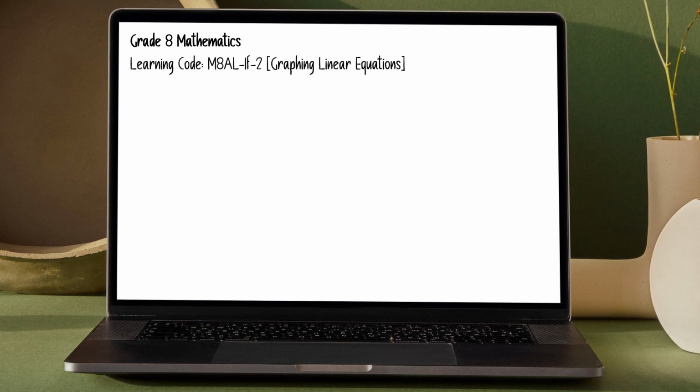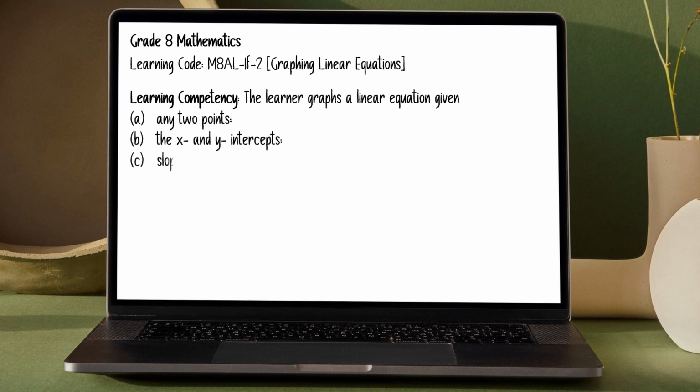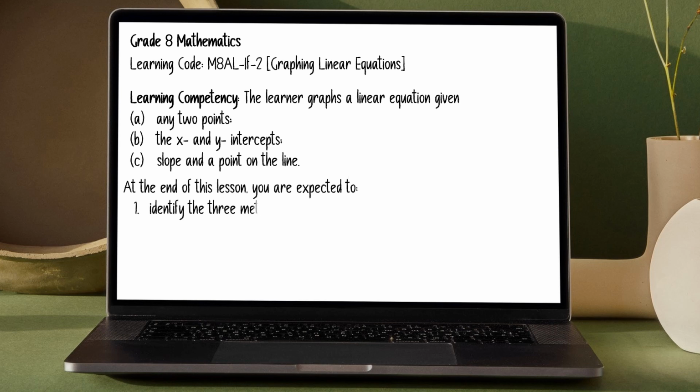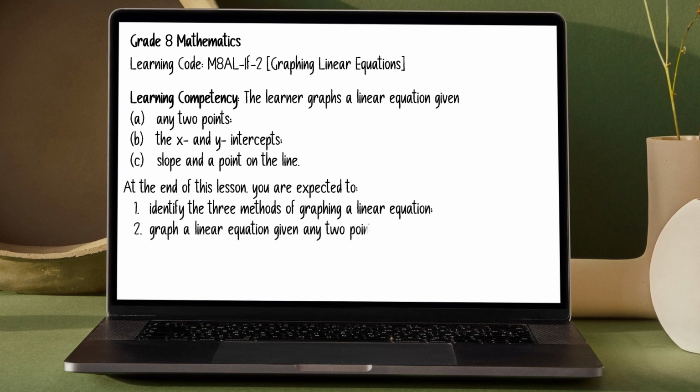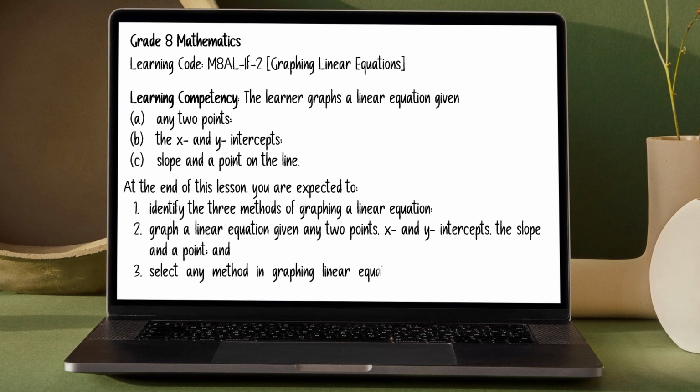First, let me present to you the learning competency for this lesson. The learner graphs a linear equation given any 2 points, the x and y intercepts, slope, and a point on the line. At the end of this lesson, you are expected to identify the 3 methods of graphing a linear equation, graph a linear equation given any 2 points, x and y intercept, and the slope and a point, and select any method in graphing linear equations in dealing with real-life problems.